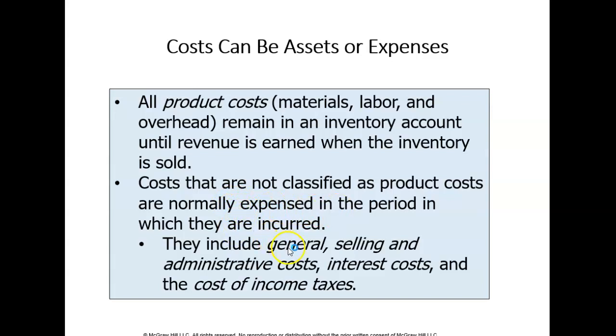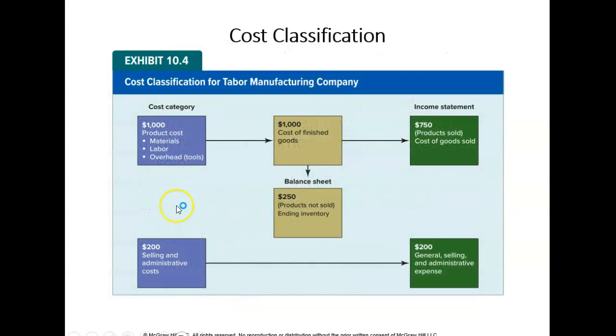Those include general, selling, and administrative costs, interest costs, and the cost of income taxes. So now we're saying if we have an actual store, your rent expense, your sales salary expense, depreciation of store equipment, advertising expense, those are known as period costs, and they're going to be expensed right away. So product costs are shown as an asset until the product is sold. Your period costs are going to be expensed as those costs incur or take place.